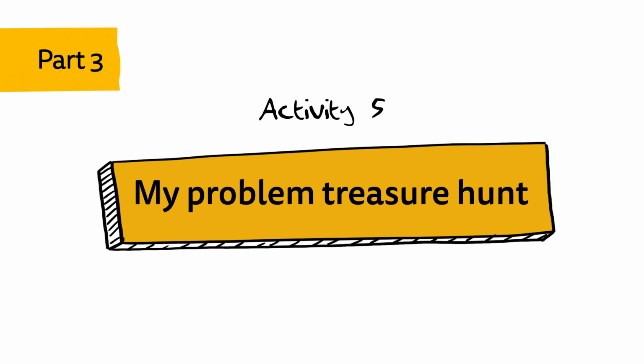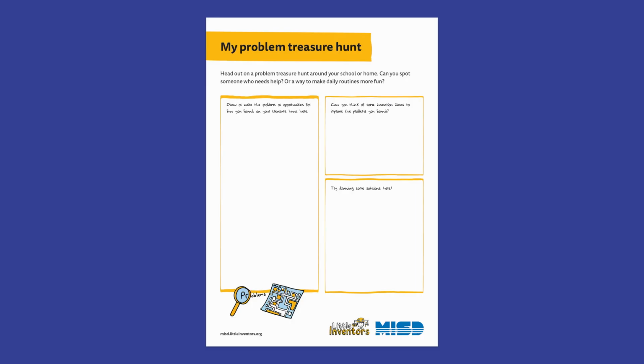Activity 5. My Problem Treasure Hunt. Send your class off on a treasure hunt around school or the classroom. Ask them if they can spot someone who needs help, or a way to make daily routines more fun. Draw out the problems or opportunities in the box on the left, and then jot down some ideas for inventions to improve the problems they found. They can try drawing the ideas too.